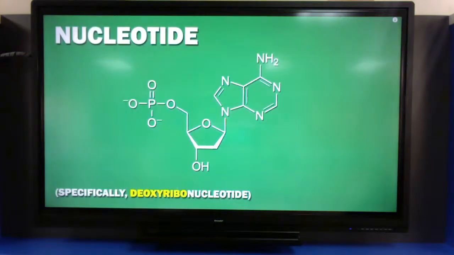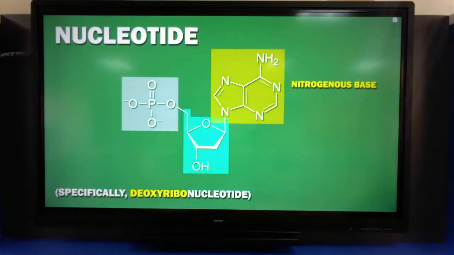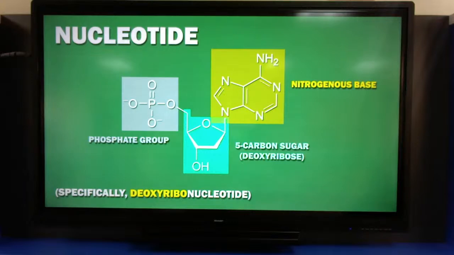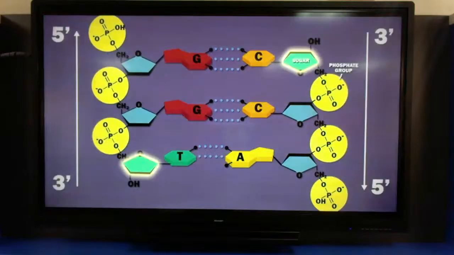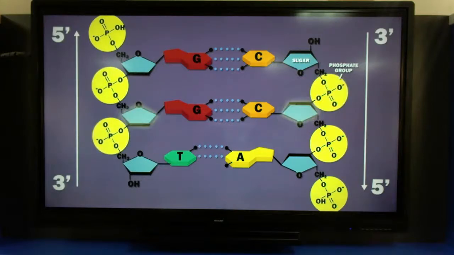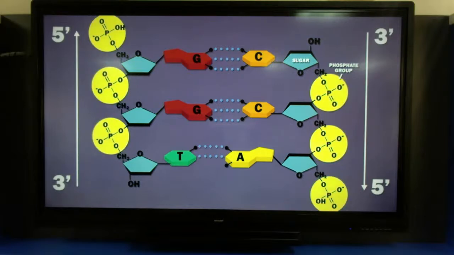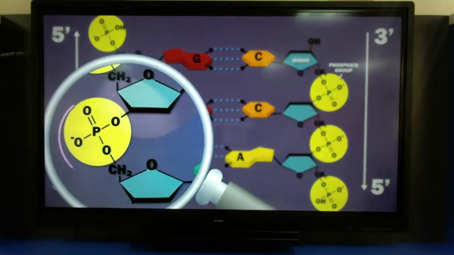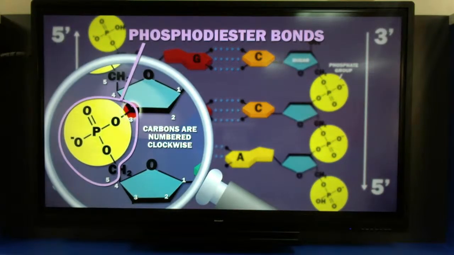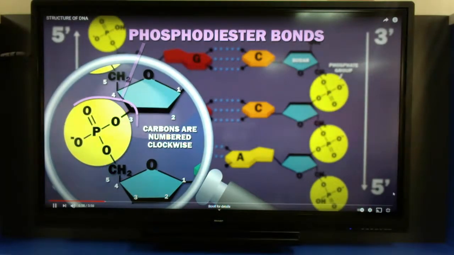A nucleotide has three components: a nitrogenous base, a phosphate group, and a 5-carbon sugar, which for DNA nucleotides is deoxyribose, due to the lack of an oxygen group on one of its carbons. The sugar and phosphate groups alternate to form DNA's backbone. The phosphates act like connectors between the sugars by forming phosphodiester bonds between the third carbon atom of one sugar ring and the fifth carbon atom of the next sugar ring.